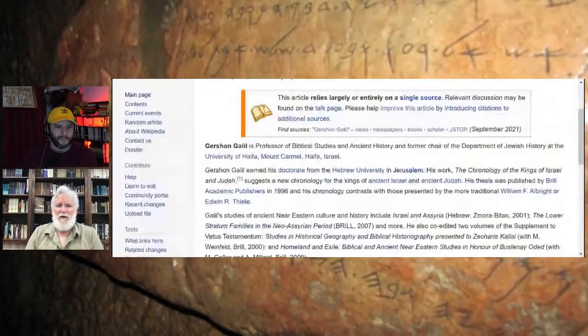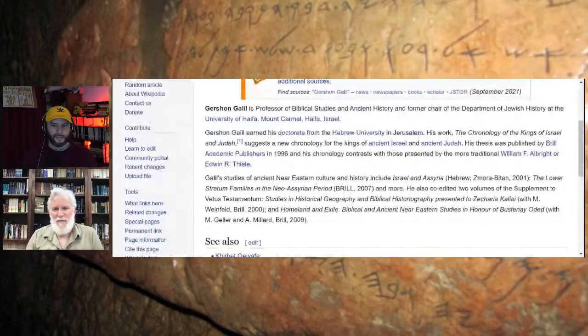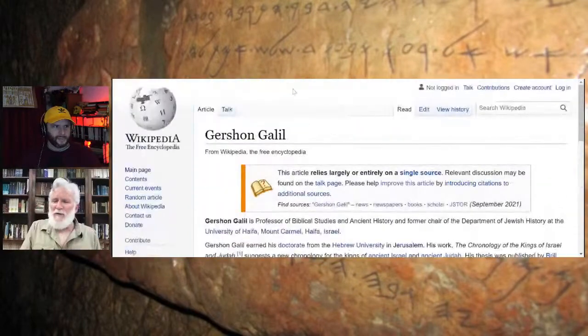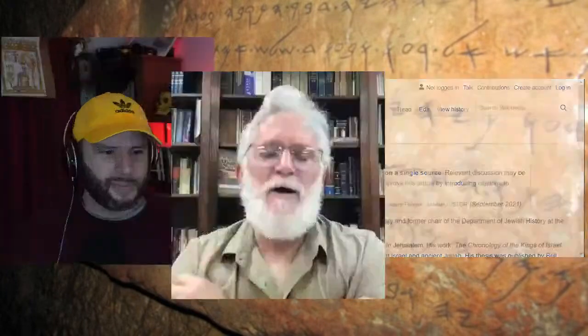An announcement came out in December that Professor Gershon Galil, at the University of Haifa, former chair of the Department of Jewish History, he and Eli Shukron, I mentioned him earlier as one of the specialists at the IAA who's done a lot of work in the city of David and the tunneling system, announced 5 inscriptions that were discovered in the Pool of Siloam. I'm sorry, in this system from the Canaanite pool.